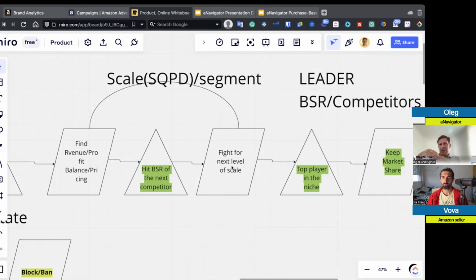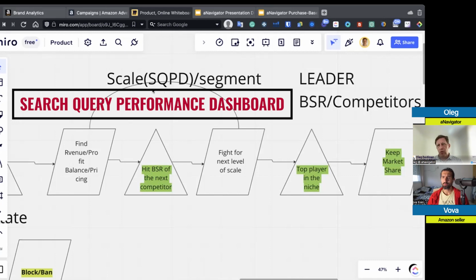So we take his market share. And again, we need to stabilize profit, revenue, spend, and stock, and then go to the next level and the next level. The main tool we use here is SQPD, the Search Query Performance Dashboard in Brand Analytics. It's relatively new, I think half a year, I don't know exactly. And it's now even downloadable, so you can really understand.